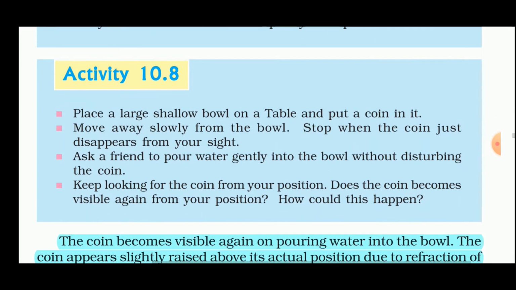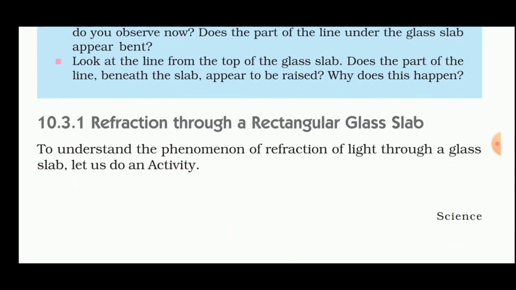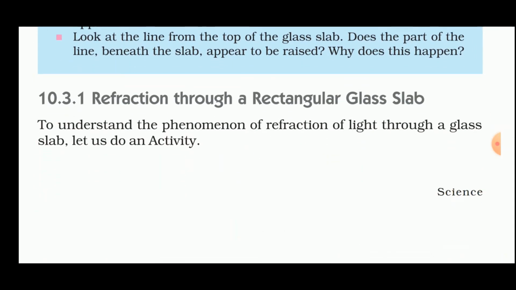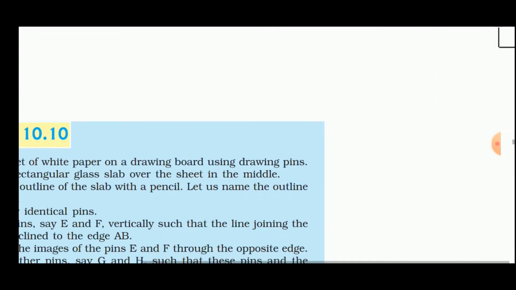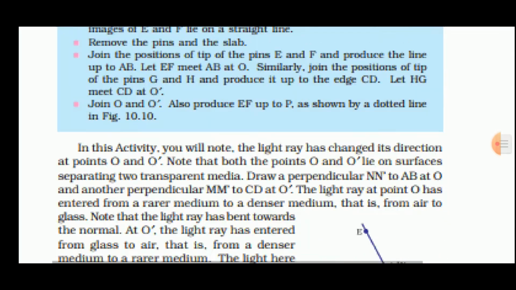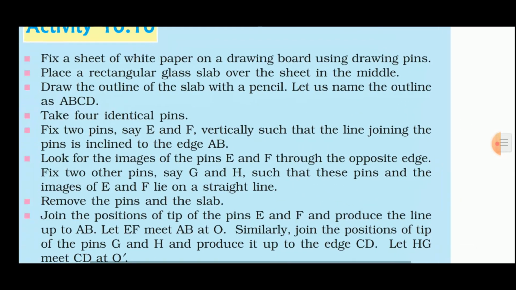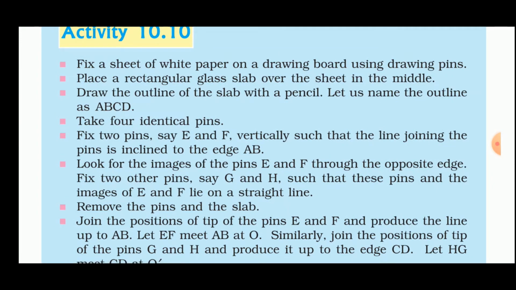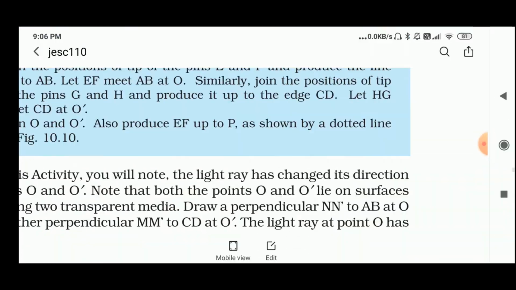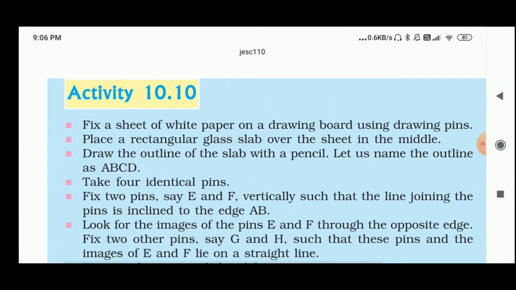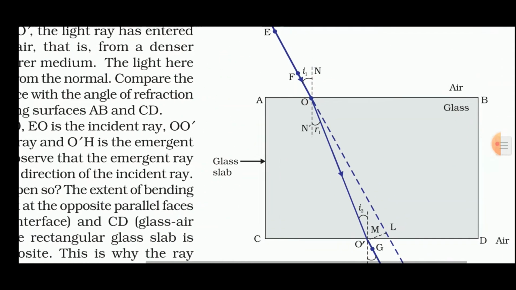Now let us understand this with the help of refraction through a rectangular glass slab. This is an experiment you must be doing in the practicals also. Take a sheet of white paper and fix it on a drawing board using drawing pins, and place a rectangular glass slab over this paper. Now draw the outline of the slab with the help of a pencil and name this outline as A, B, C, D.